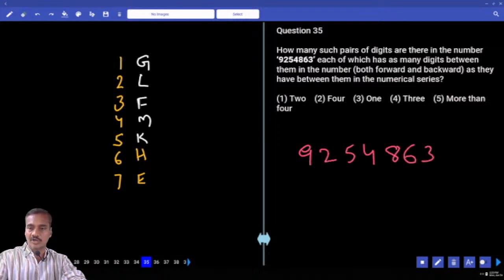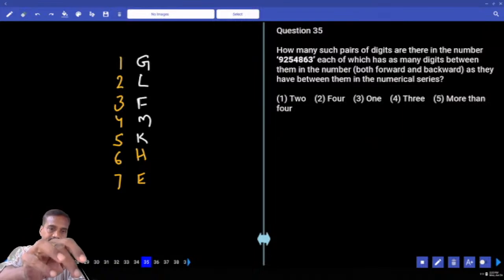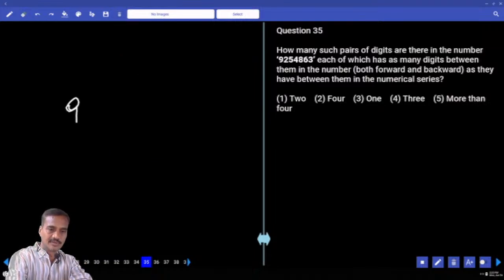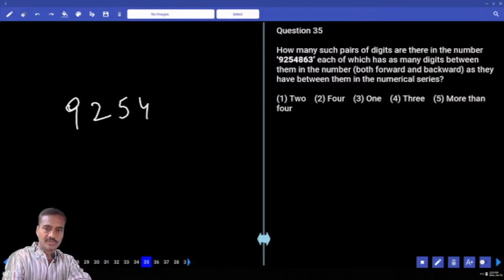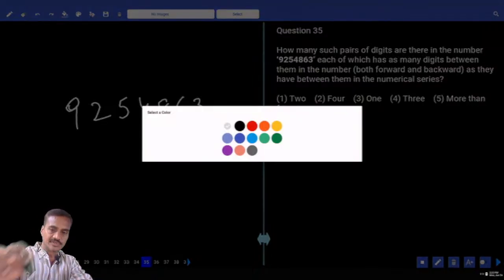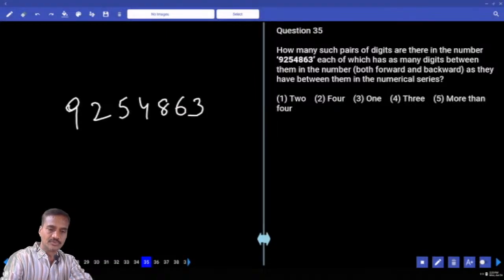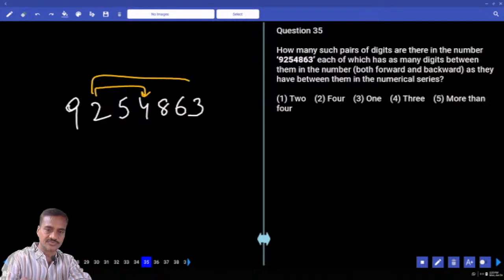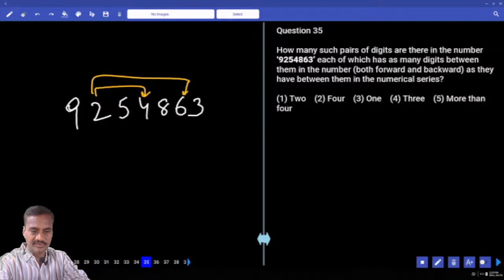Now in this, how many such pairs of digits are there? The number is 9254863. Starting with 9, let us start working on this. Then 2 and 2, 3, 4, 2 and 4, fine. 2, 3, 4, 5, 6, 2 and 6, fine. Then next one, 5, 6, 7, 8, 9 and 4, 5, 6, there is one more pair. Then 8 and 6, and 6 and 3.